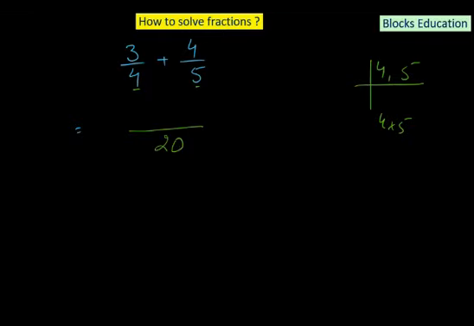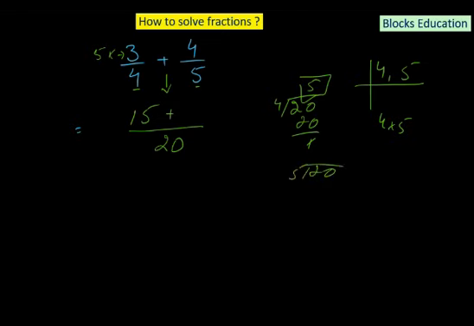Now what you have to do, divide 20 by the first denominator, 4, and 4 5s are 20, so the answer is 5. Whatever answer you have, multiply this 5 with the numerator, so 5 3s are 15, and the plus stays as it is. Now 20 divided by 5, the next denominator: 5 4s are 20, answer is 4. Multiply this 4 with the numerator 4, so 4 4s are 16. 15 plus 16 is 31.